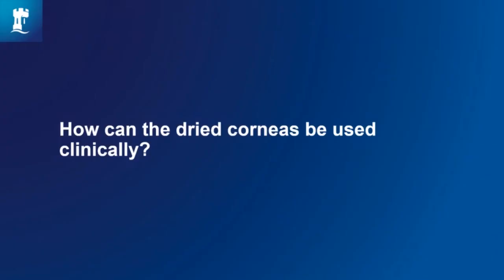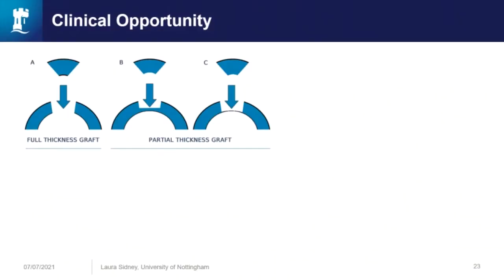So how can they be used clinically? When you perform a corneal transplant, there's a couple of ways of doing it. So you can do a full thickness graft where you replace basically everything of the cornea, or you can do a partial thickness graft where you leave the host endothelium and replace partial of the stroma.